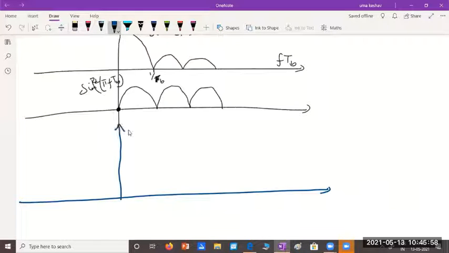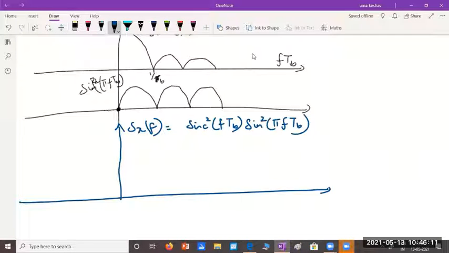The combined power spectral density Sx(f), which is the product of sinc squared(fTb) and sine squared(pi fTb), will be 0 here at 0 because this value is 0, and you will see it will rise somewhere here. Again it will come down to 0 at 1, and then it will come down to 0 at 2. Okay, this is in terms of Tb.